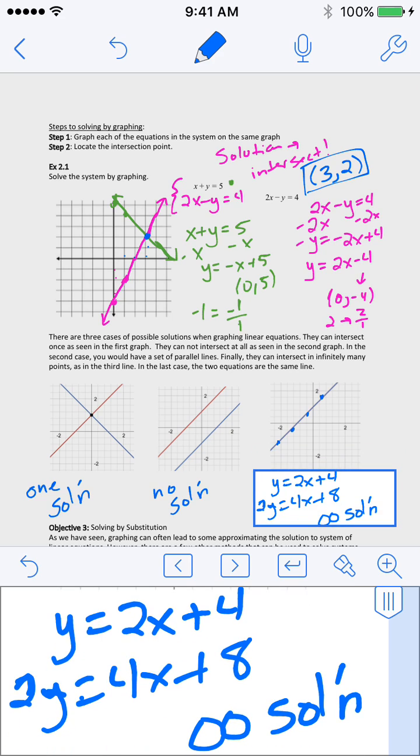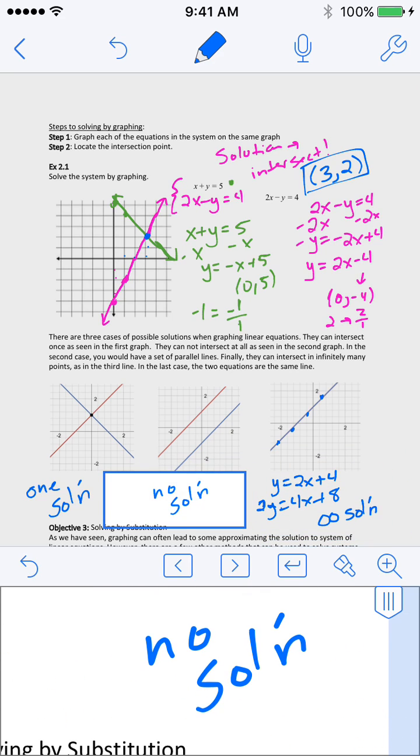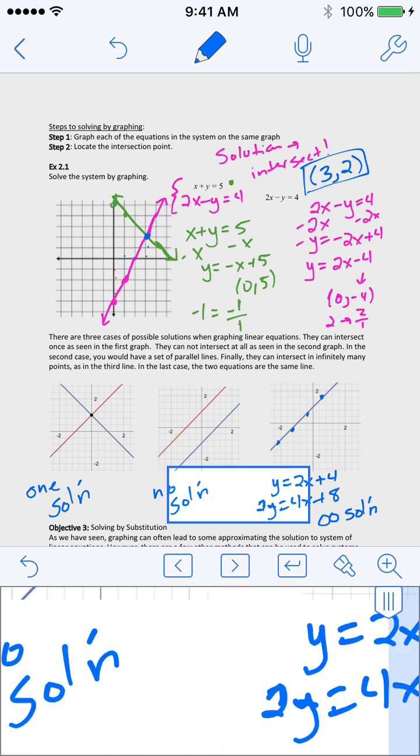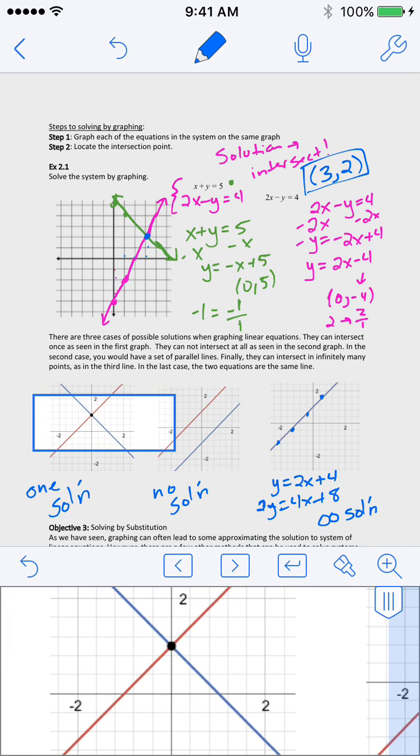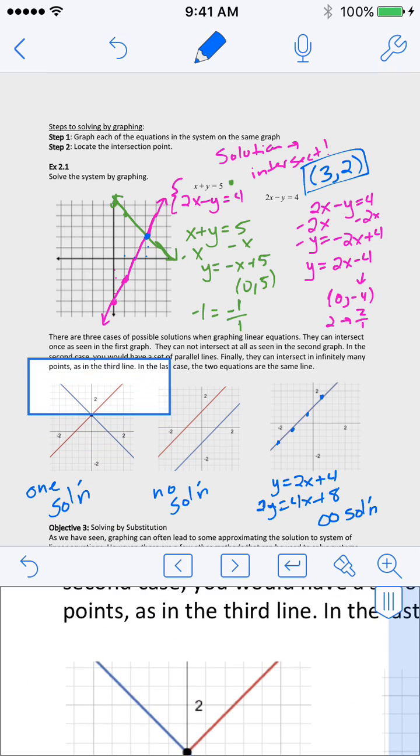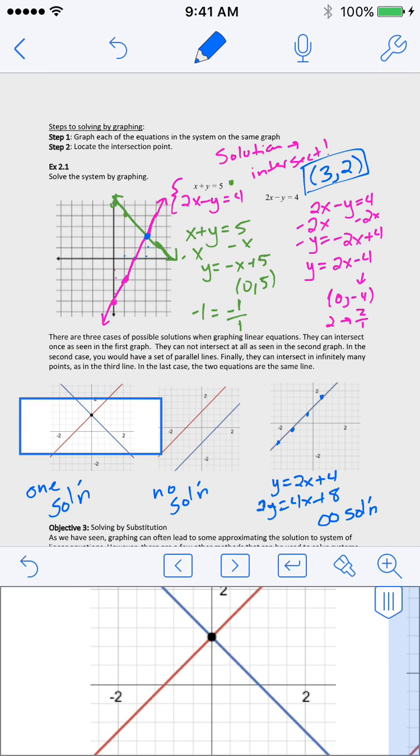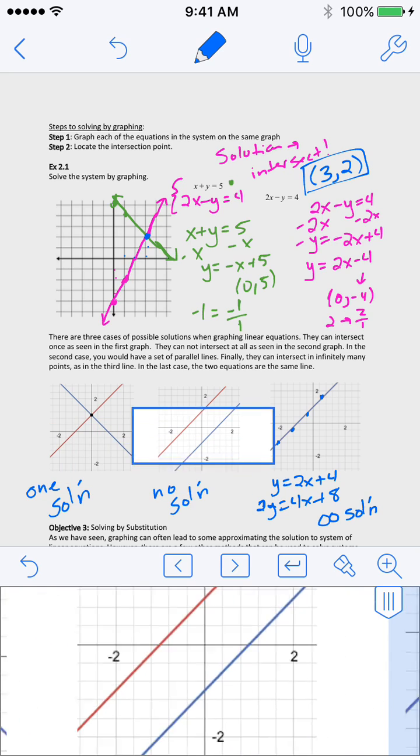If they have the same slope and same y-intercept, infinite solutions. If they have the same slope but different y-intercepts, that's going to be no solution. So those two you have to watch out for. But like I said, 8 out of 10 are going to be more this situation where they do actually cross and they create a single solution for you.